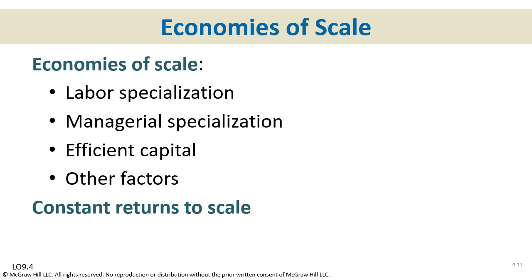So constant returns to scale occur when your average total cost is constant over a variety of plant sizes. When there are constant returns to scale, an increase in inputs will result in a proportionate increase in output.